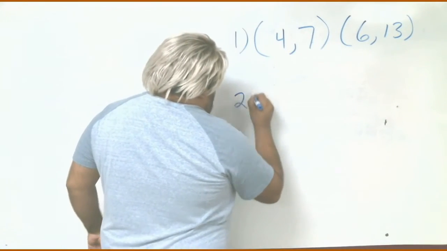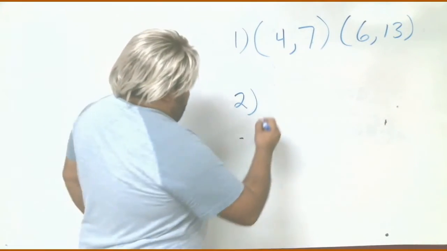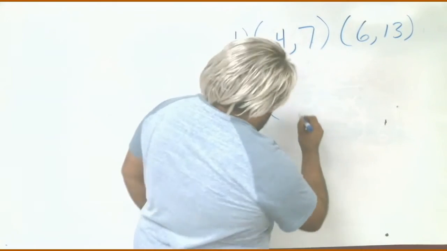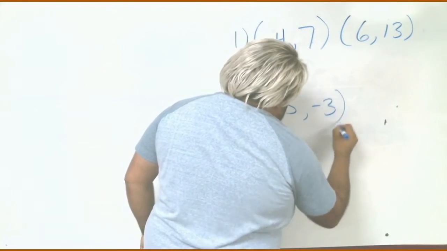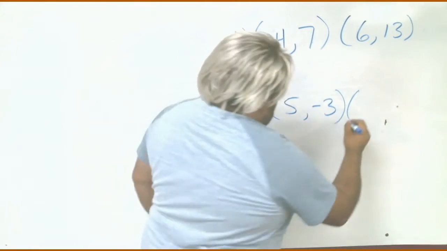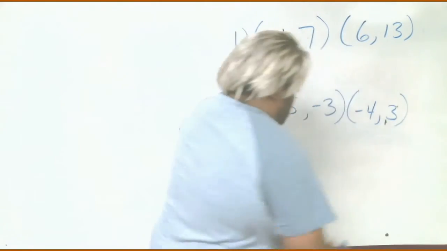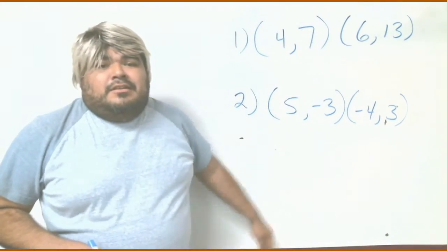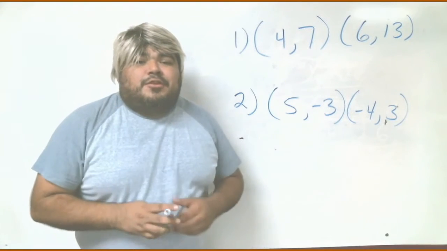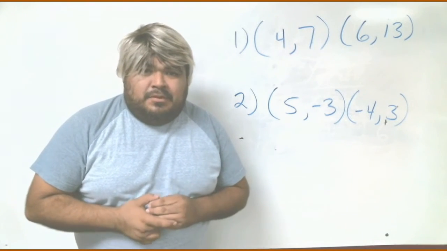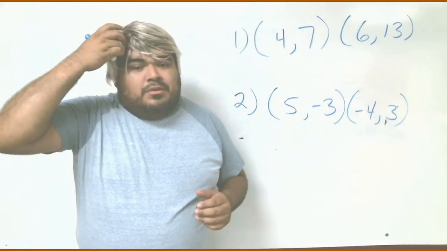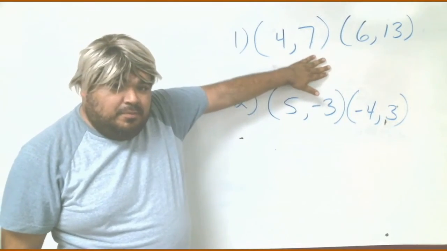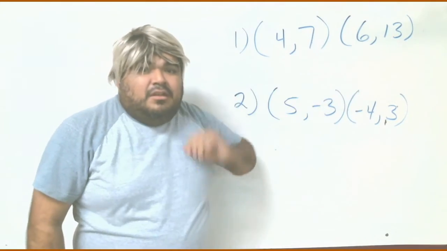For the second one, your first point is 5, -3, and your second point is -4 and 3. Okay? So also find your slope on this one. If you guys can also graph them to see how far you understand the concept, hopefully you can find the slope and then graph those 2 points.